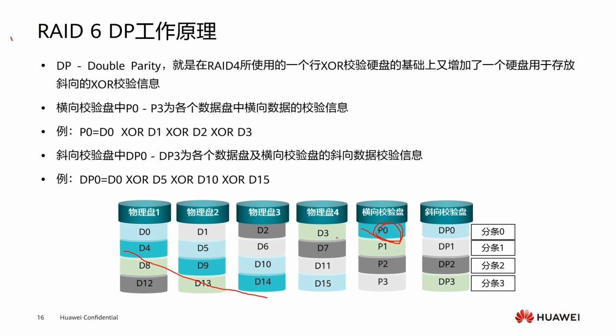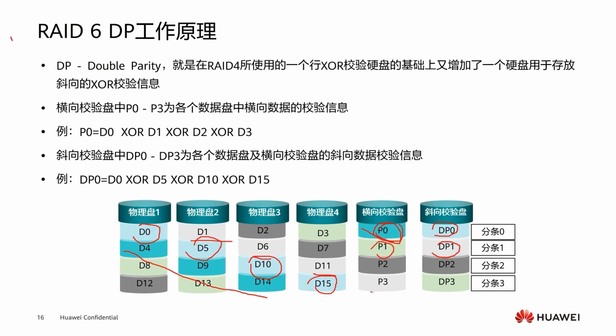P1 is obtained by XOR operation of D4, D5, D6, D7. DP0 is obtained by XOR operation of stripe D0 of hard drive 1, stripe D5 of hard drive 2, stripe D10 of hard drive 3, and stripe D15 of hard drive 4. DP1 is obtained by XOR operation of stripe D1 of hard drive 2, stripe D6 of hard drive 3, stripe D11 of hard drive 4, and stripe 3 of the first parity disk P3.